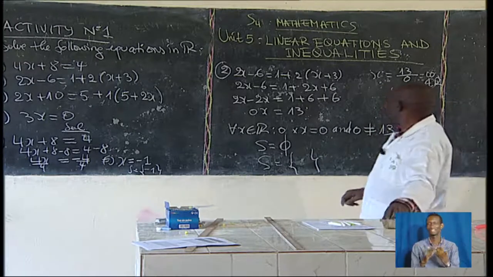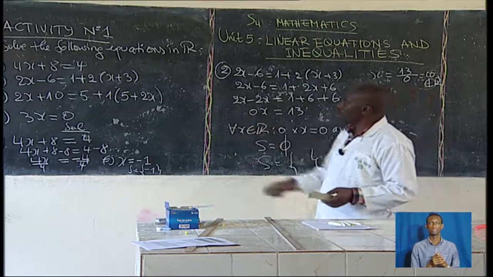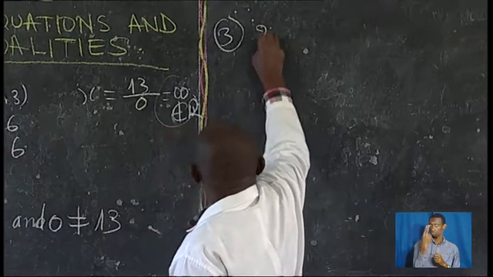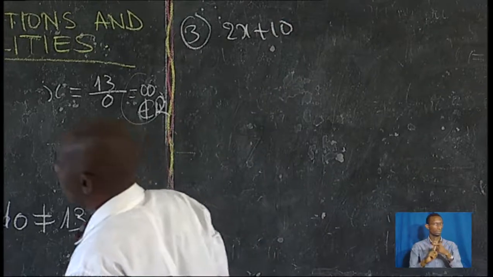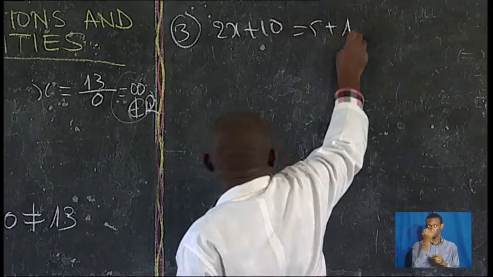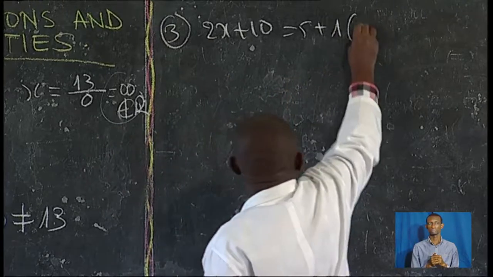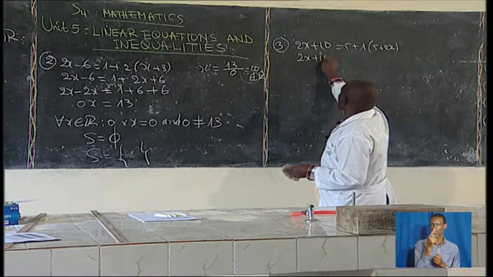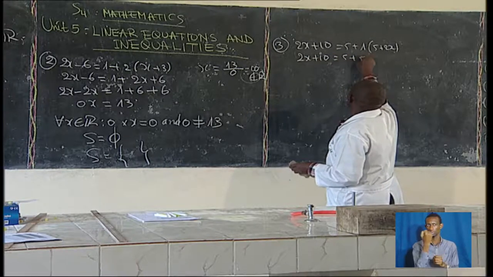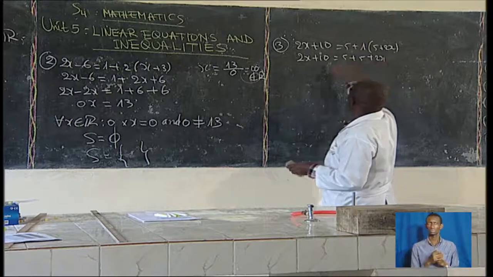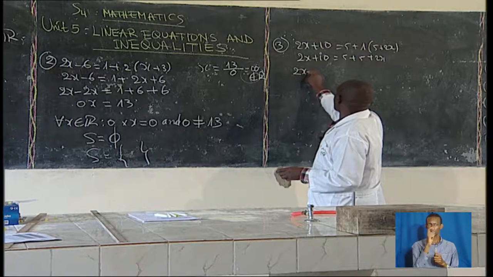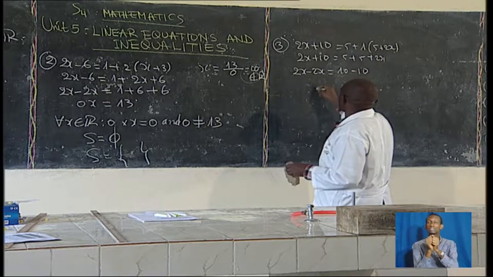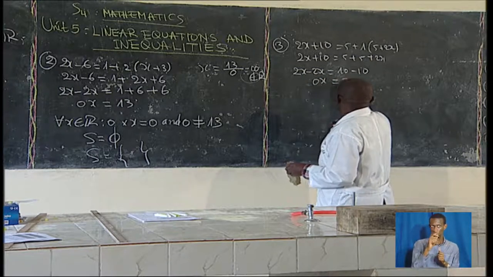Thank you very much. Now, number 3, we have 2x + 10 = 5 + 1(5 + 2x). So we'll be having 2x + 10 = 5 + 5 + 2x. Moving 2x to the left-hand side, I'll be having 2x - 2x = 5 + 5, which is 10, minus 10. 0x = 0.